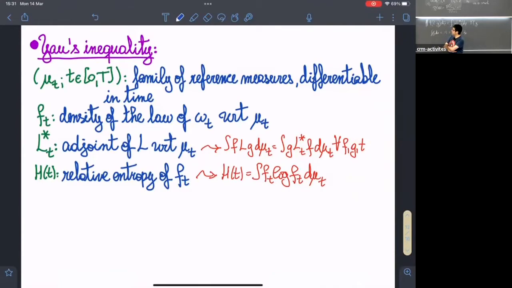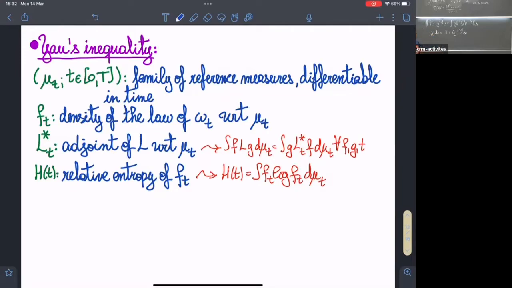Okay. So let me explain to you the elements of this Yau inequality, how this Yau inequality works. So let me call F_t. So I need some definitions. F_t is going to be the density of the law of ω_t with respect to the measure μ_t. So notice that this is important, that in this setting, the reference measure changes with time. So now I'm going to call L*_t the adjoint of L with respect to μ_t. Let's just remember that that adjoint operator depends on the reference measure you're using. So here, when you take the adjoint of the generator L, you get something that depends on t, because the reference measure depends on t. So I'm going to call it L*_t, okay?